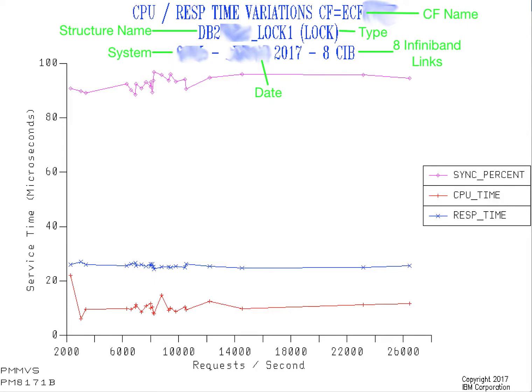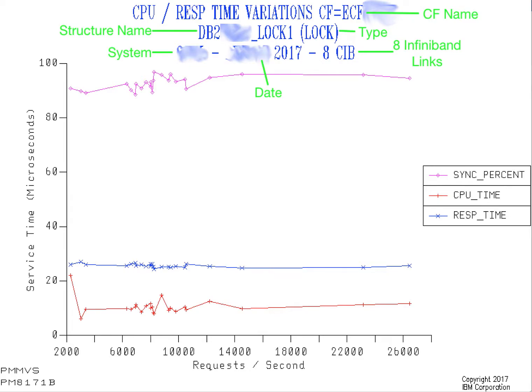So top right we have the coupling facility name, which here is called ECF. That stands for external coupling facility. Top left we have the structure name, which is DB2 something underscore LOCK1, and to the right of that we see lock. Well, that's not surprising because this is a DB2 Data Sharing LOCK1 structure, and that's always going to be a lock structure. And bottom left, the name of the system obfuscated, and then the bottom middle, the date to which this set of data refers.